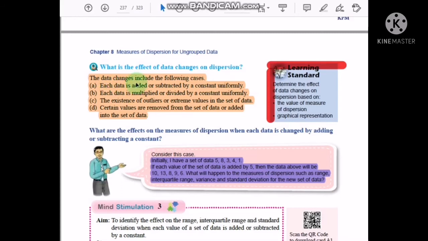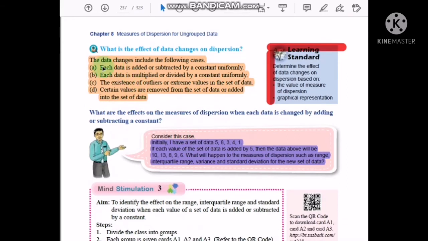Okay, the data changes include the following cases. These are the possible cases that will happen in the measures of dispersion. A, each data is added or subtracted by a constant uniformly. B, each data is multiplied or divided by a constant uniformly. And C, the existence of outliers or extreme values in the set of data. And the last one, certain values are removed from the set of data or added into the set of data.